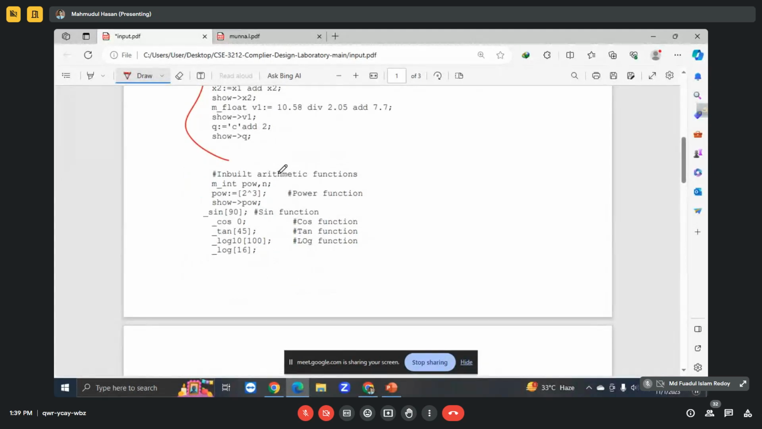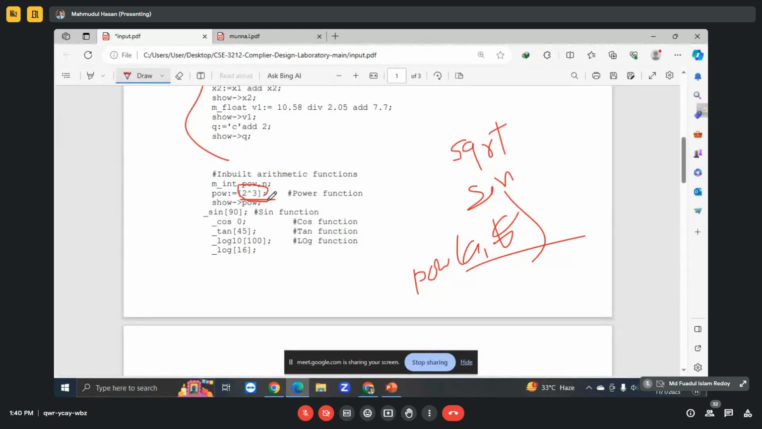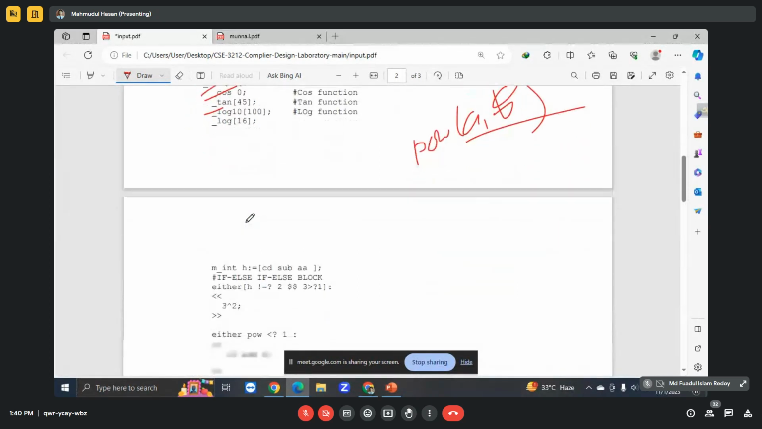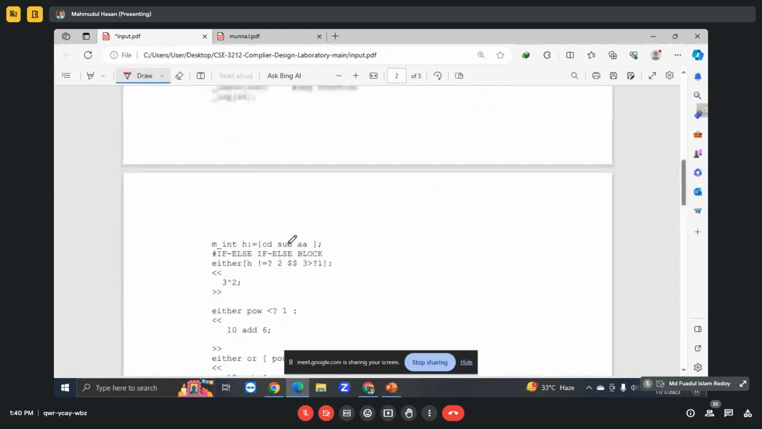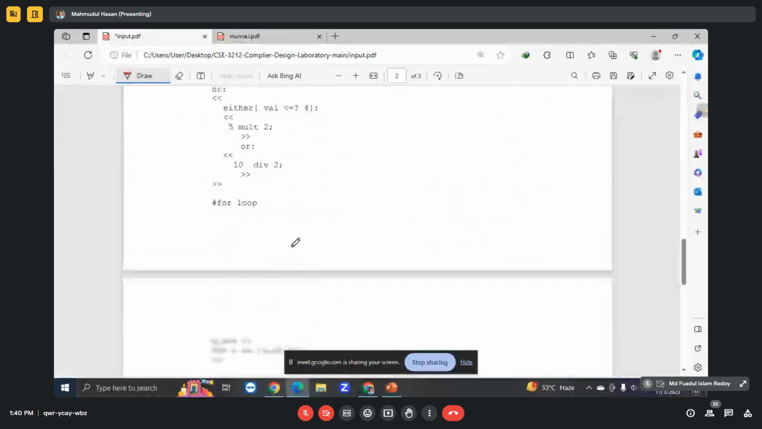And if you think about C, there are some built-in functions like sqrt, sine, cos. In the same way, I also have some built-in functions in my programming language. Like this one is for power. Normally in C, power is like this. But for my programming language, the syntax of power is like this. And this is the sine function, cos, tan, and so many things.